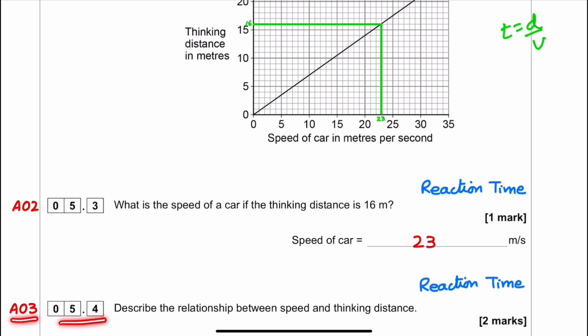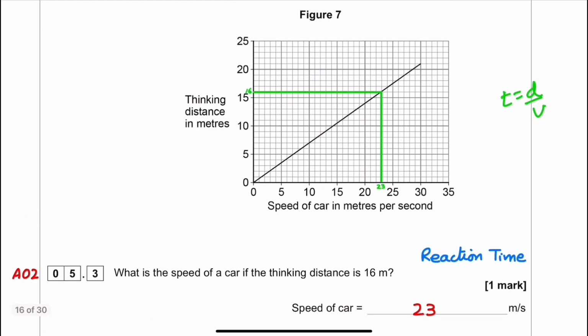5.4 is an AO3 question, and this question is again from the topic of reaction time. Describe the relationship between the speed and the thinking distance. If you look here in figure number 7, the straight line is present on the graph and it shows that the speed of the car and the thinking distance are proportional to each other. And we can see from the graph that the straight line is passing through the origin. So it shows that the speed of the car and the thinking distance are directly proportional to each other, which shows that as the speed of the car is increasing, the thinking distance will increase.